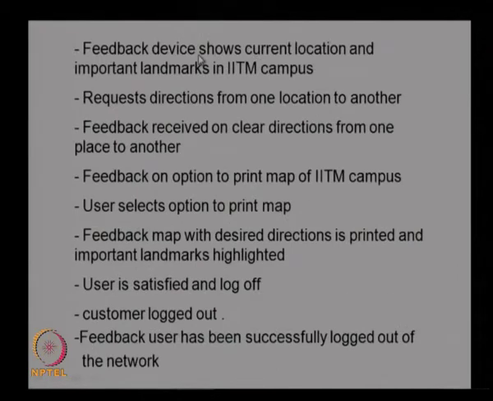And then the feedback device will show the current location and important landmarks in the IIT campus. So, the current location of the person will be shown, and then various other important locations also will be shown on the map. Then the user can request direction from one location to another. So, this shows that the system should be capable of taking an input from the user.